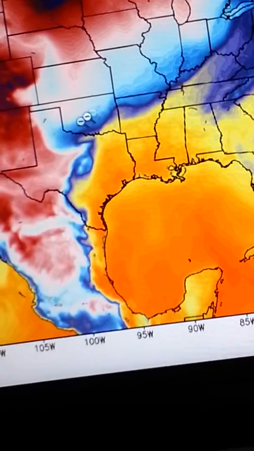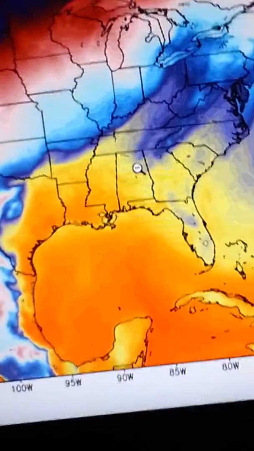Alright, I think we get the point. I think you can clearly see the area. So that's what I'm looking at for tomorrow.